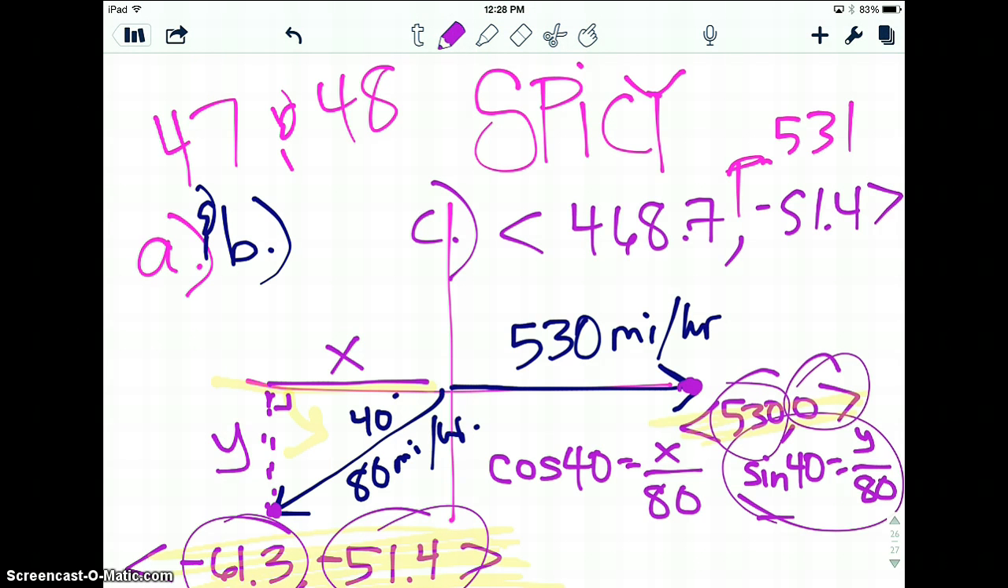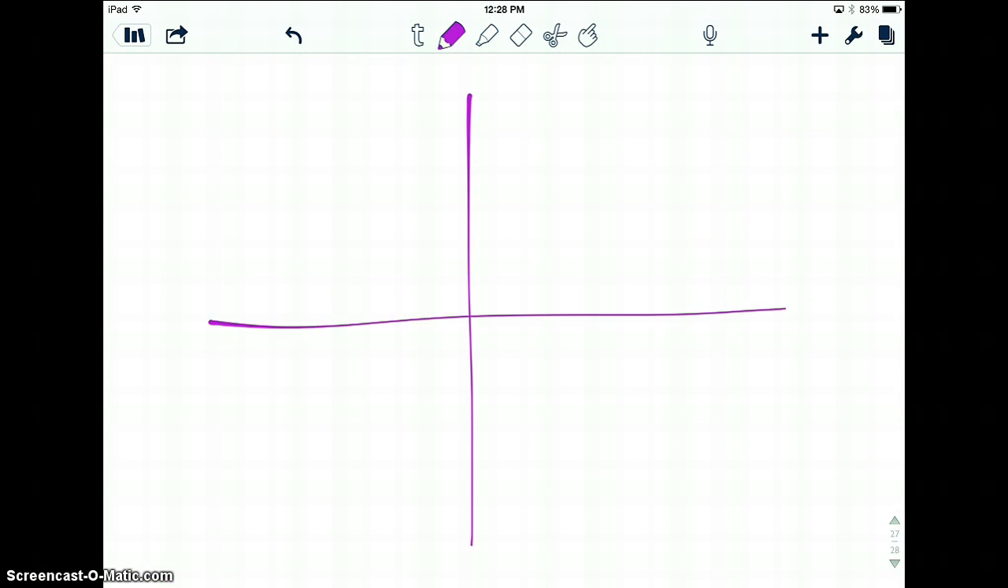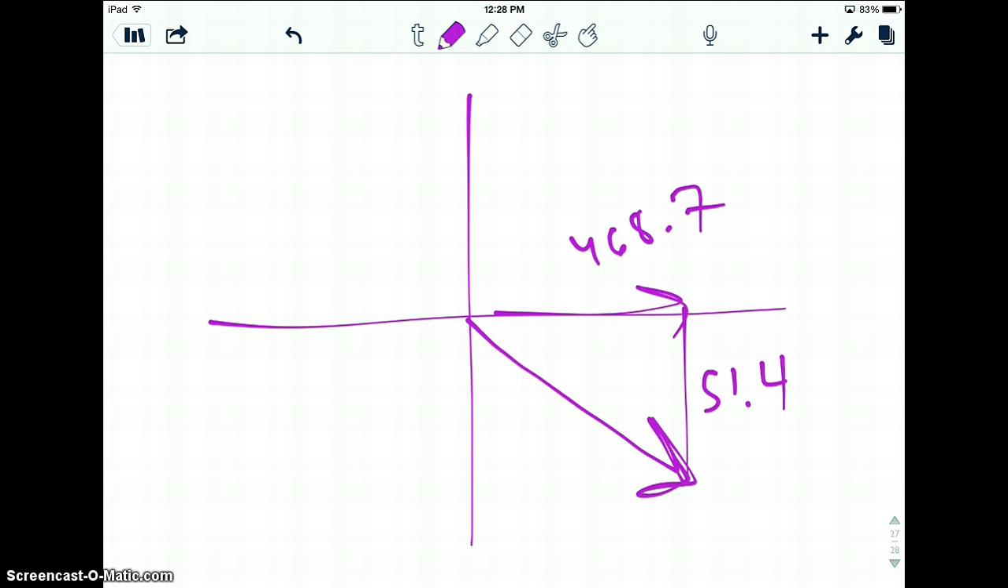And then in part D, find the magnitude and direction of the vector from part C. So I'm just going to plot it approximately where I think it is. I'd go this direction, 468.7, and then I'm going down 51.4. So here is my vector, that one there. And I've actually already formed a 90-degree triangle. They want to know the magnitude of this vector, so I need to know the size of this vector.